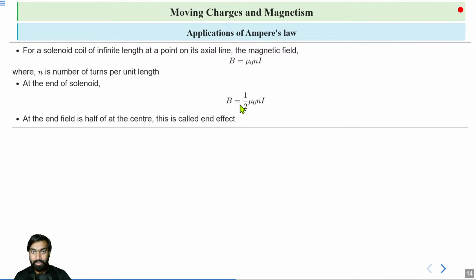And this reduction near the ends is called the end effect. As for the physical meaning of the end effect, the magnetic field lines of force spread out near the ends, so the field is weaker there compared to the uniform strong field in the middle.